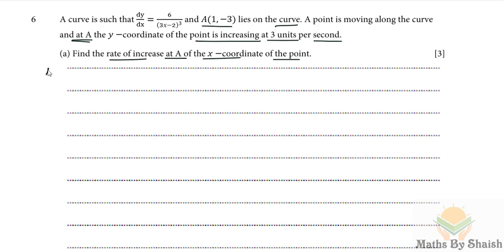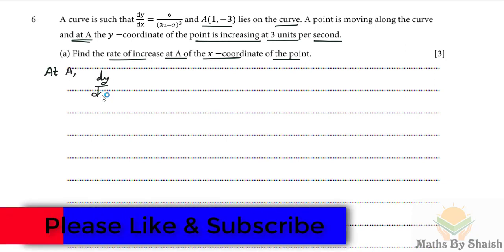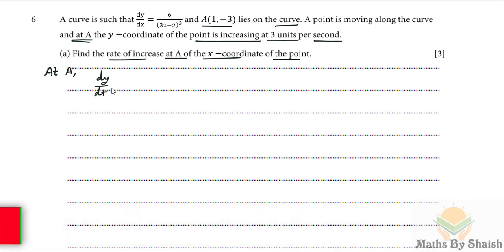So first of all, let's write the information. At A, the rate of increase of the y coordinate is dy over dt because it's a rate of increase. So dy over dt is given as 3 units per second, and dx over dt we need to find. Let's find out what dy over dx is at A, that is at (1, minus 3).